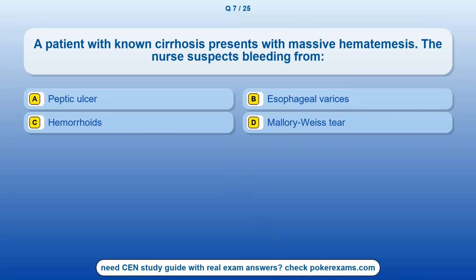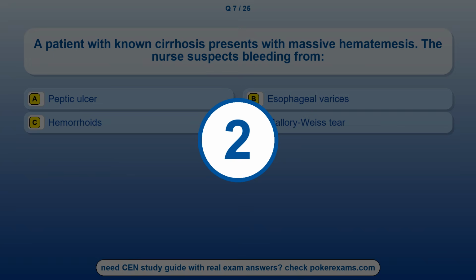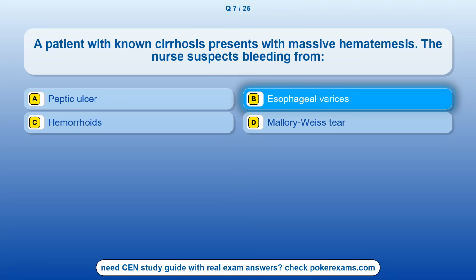Question 7. A patient with known cirrhosis presents with massive hematemesis. The nurse suspects bleeding from: Option A, peptic ulcer. Option B, esophageal varices. Option C, hemorrhoids. Option D, Mallory-Weiss. The correct answer is option B, esophageal varices.